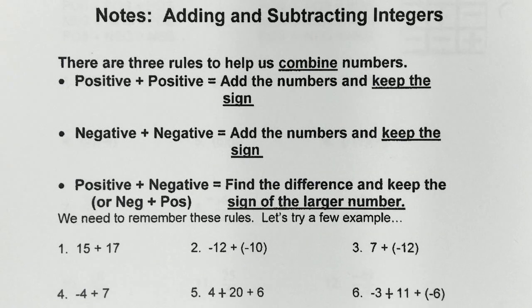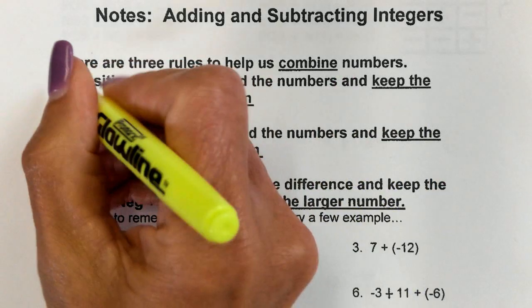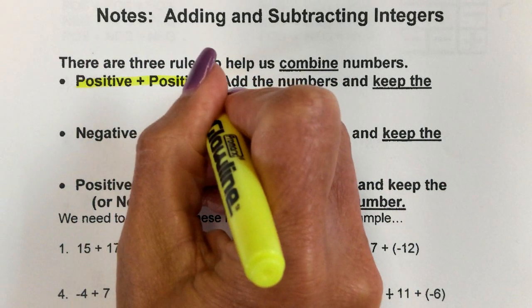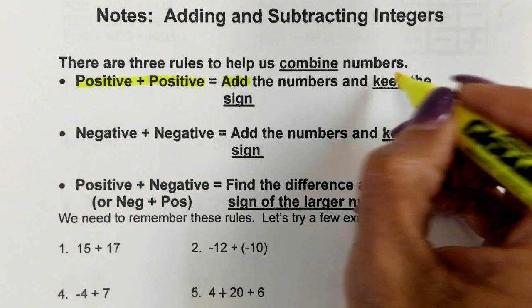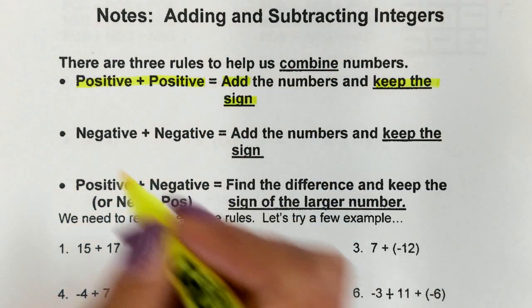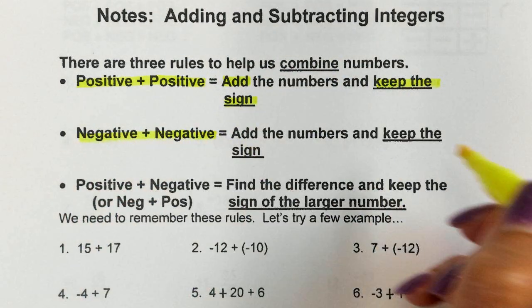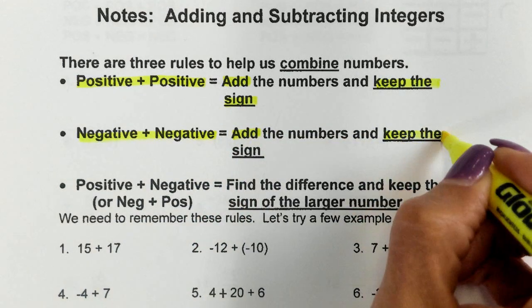Okay, ladies and gentlemen, today we are going to talk about adding and subtracting integers. So if you see up at the top, there are 3 rules for combining your numbers. You have your positive and your positive. You're just going to add those numbers together and keep the sign. You have a negative plus a negative. You're going to add those and keep the sign.